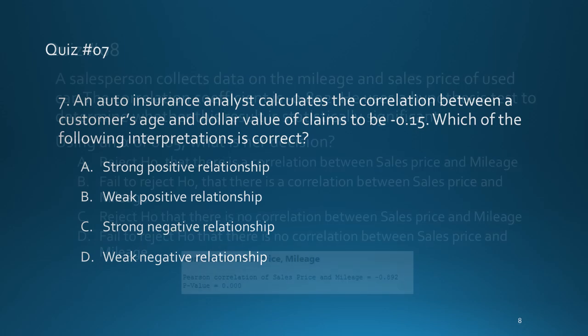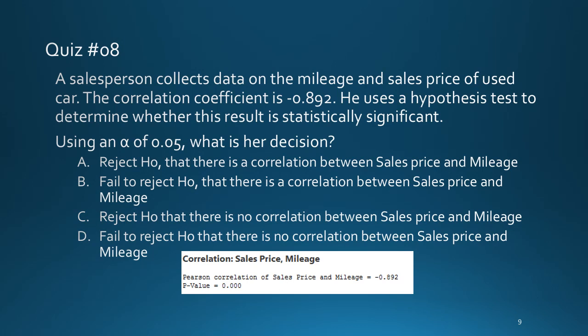And the last one, question number eight: a salesperson collects data on the mileage and sale price of used cars. The correlation coefficient is minus 0.892. So he uses a hypothesis test to determine whether this result is statistically significant. So using an alpha of 0.05, what is his decision?